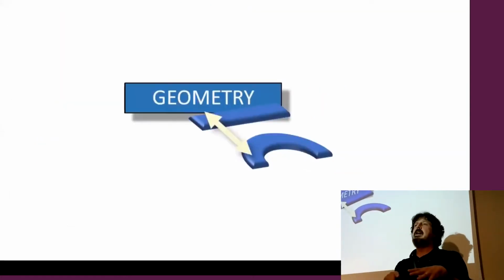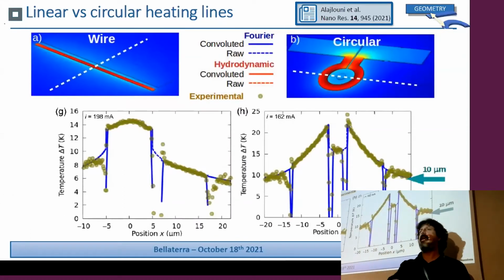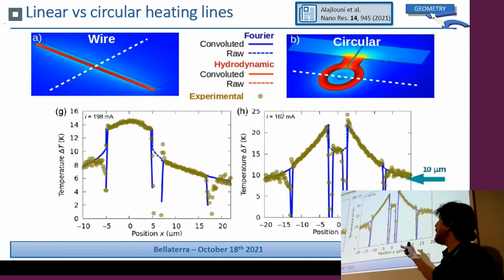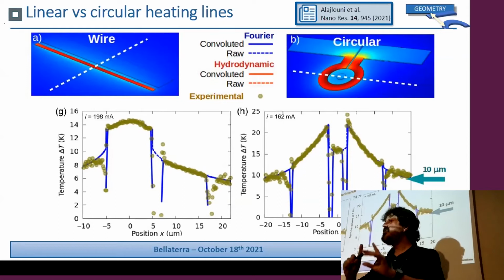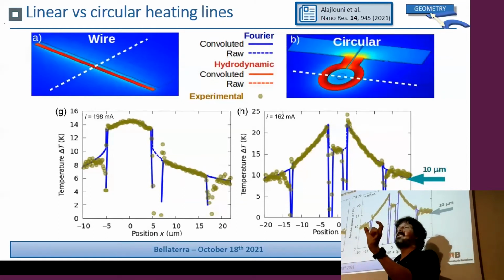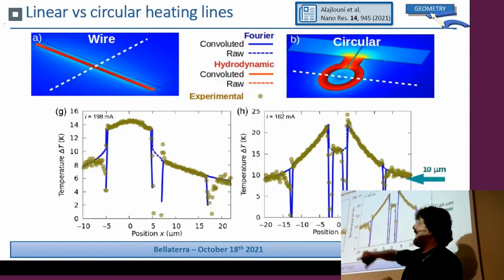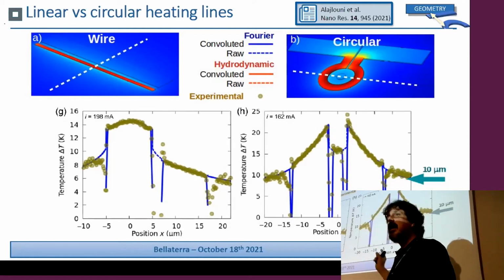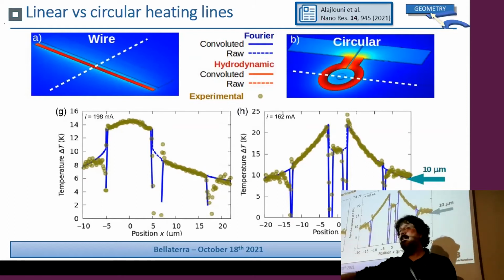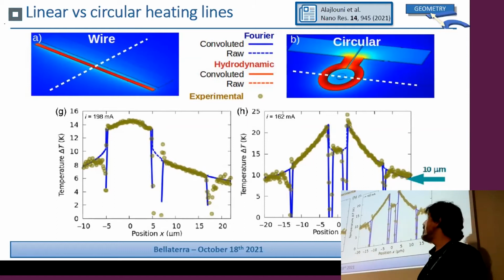Okay, let's go to the geometry. I will do this very fast. It's exactly the same system. You have a metal line that is releasing heat on the bottom. But in this paper, we just change the geometry without changing the size. Let's say you have a 10 microns structure, and on one side, you have a linear wire, and on the right, you have a circular structure with the same size. The only thing that we have changed is the geometry.